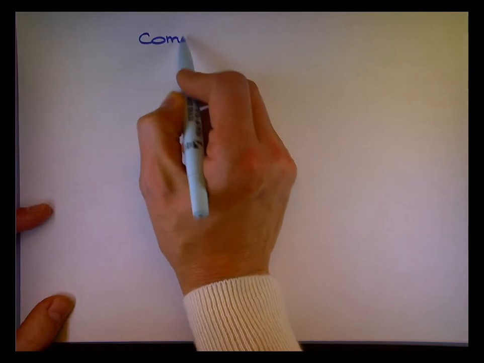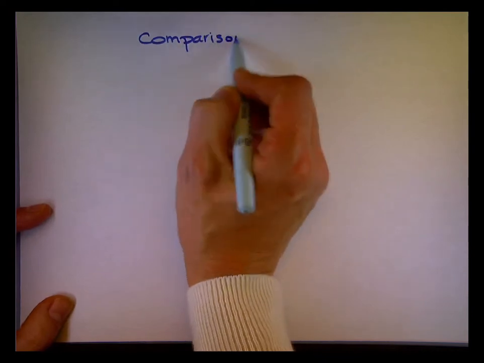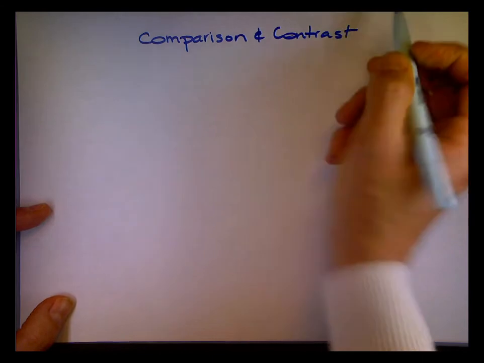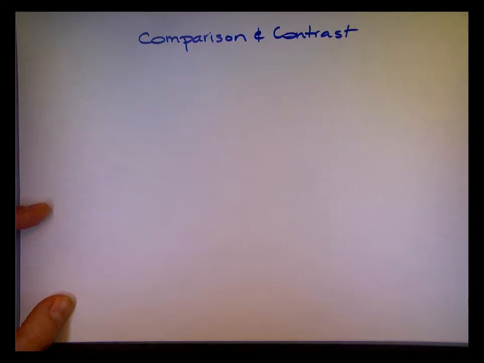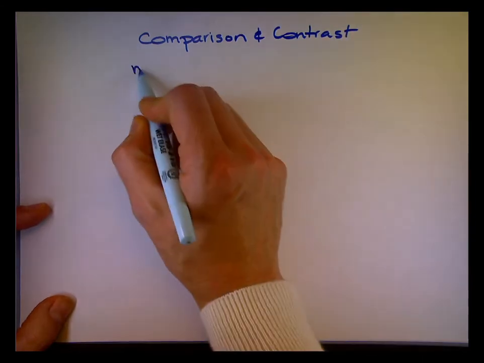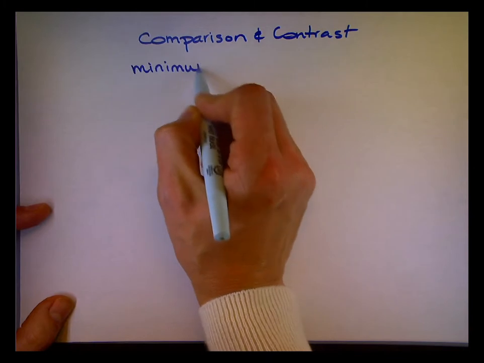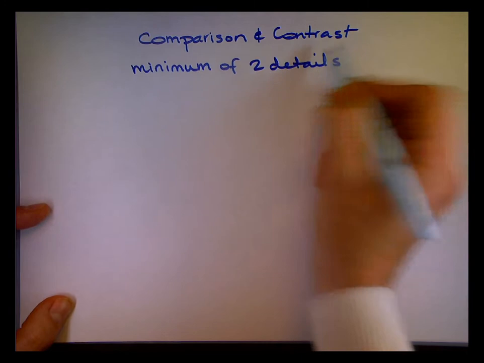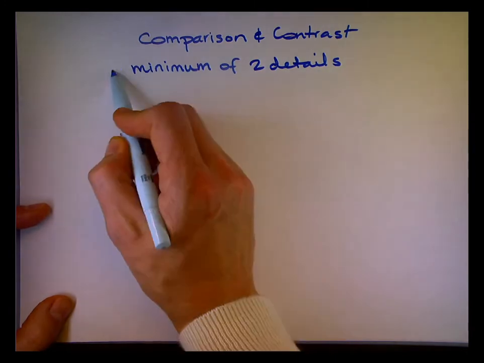This video is going to deal with the patterns and relationships of comparison and contrast. These words are often used together. However, they mean different things. Both of them require a minimum of 2 details. So that is the beginning.